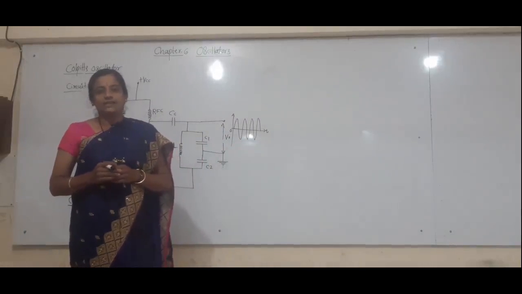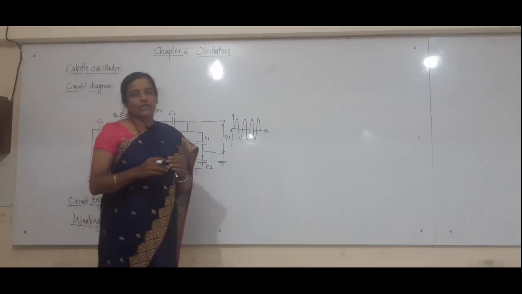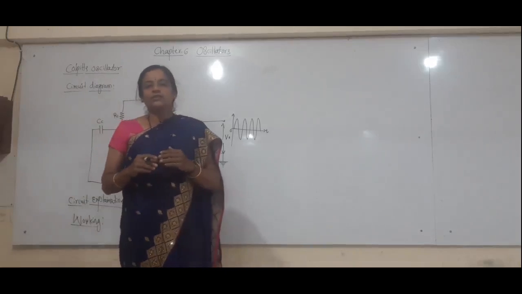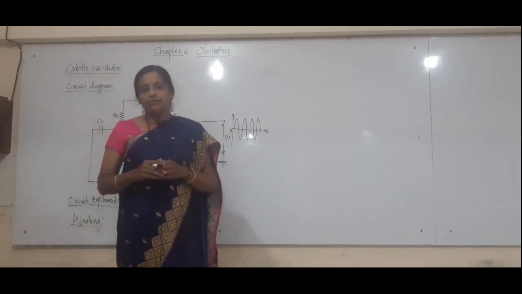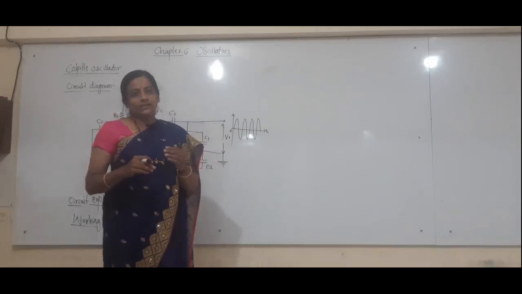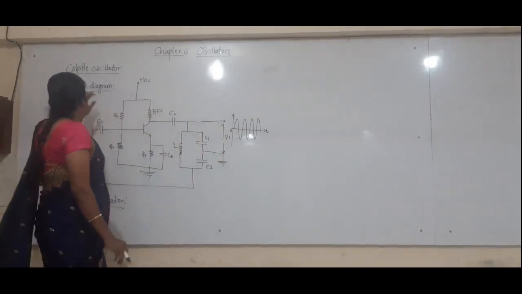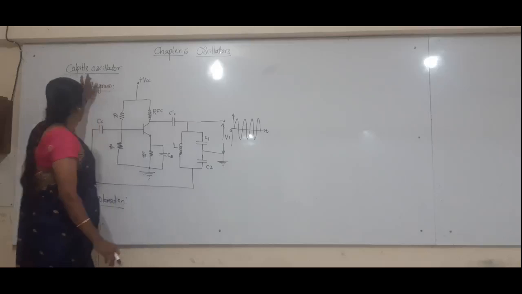In today's class I am going to discuss the Colpitt's oscillator. In the previous class we studied one type of LC oscillator, the Hartley oscillator. In that Hartley oscillator the feedback network consists of an inductive feedback. Here, one more circuit is given to generate high frequency signals.